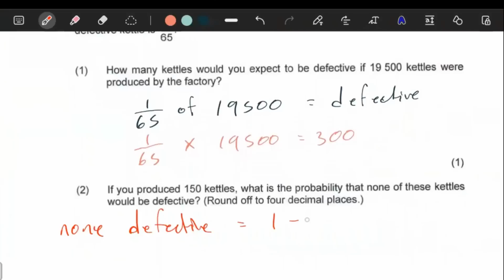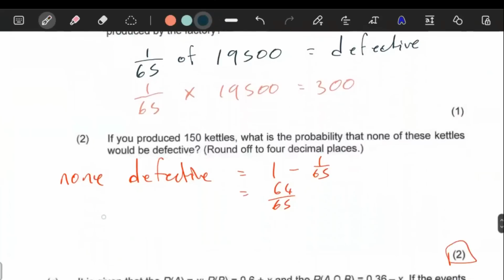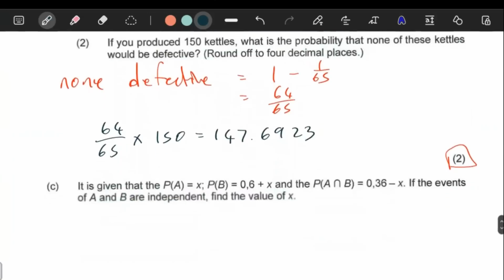Is equal to 1 minus this, which is 64 over 65. So 64 over 65 times 150. These are the ones that are not defective, you see. So this divided by that times 150. They say to 4 decimal places, which is weird, but okay. 147.6923. There we go. We move on.